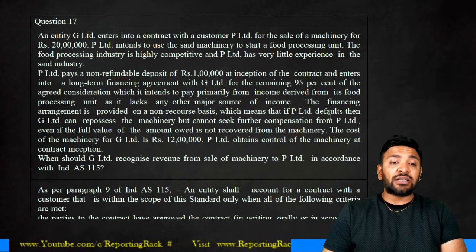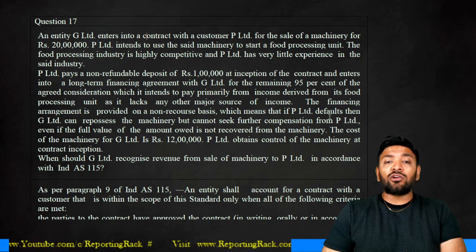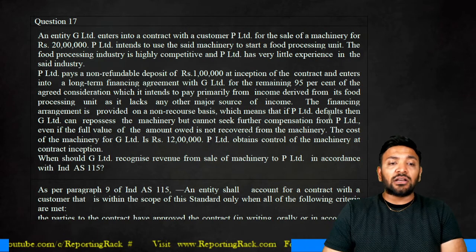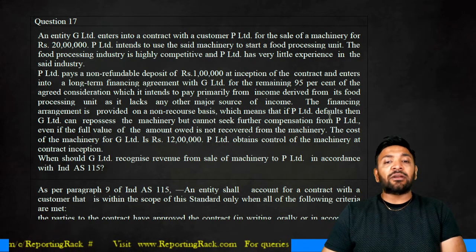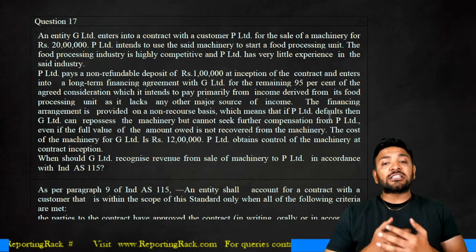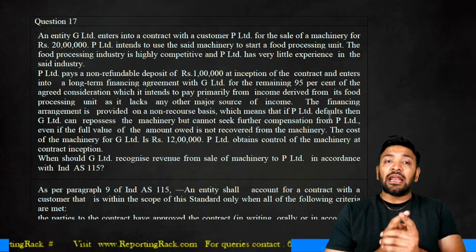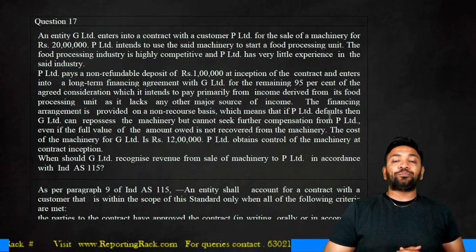The cost of the machinery for G Limited is about 12 lakhs. P obtains control of the machinery at the inception of the contract. When should G Limited recognize revenue for the sale of machinery to P Limited in accordance with IND-AS 115?